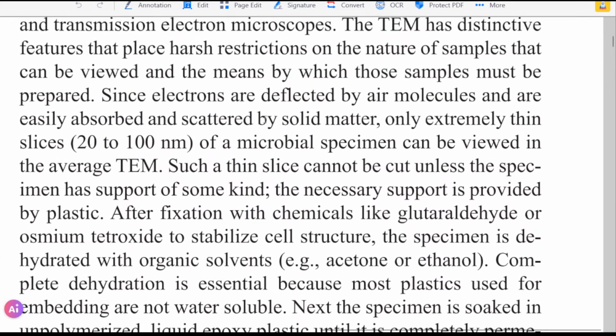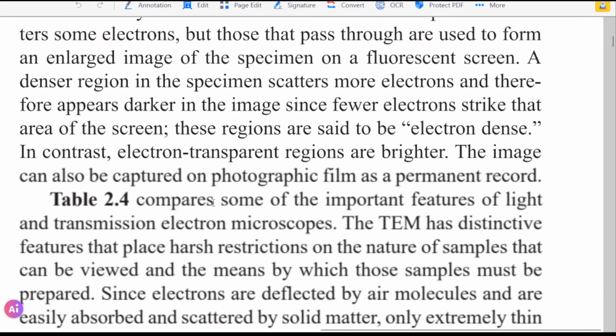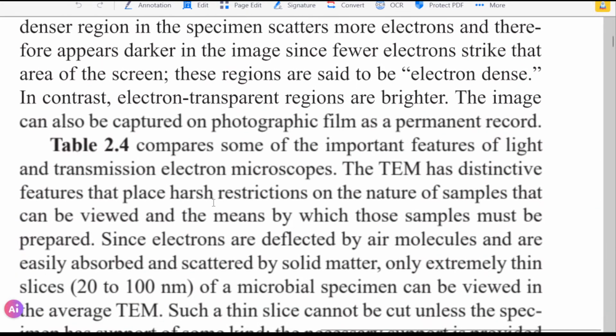Since electrons are deflected by the air molecules and are easily absorbed and scattered by solid matter, only extremely thin slices, 20 to 100 nanometers, of the microbial specimen can be viewed in the average TEM. The reason he explains in the coming lines. They are saying that you need thin slices of the specimen, and the reason is why.